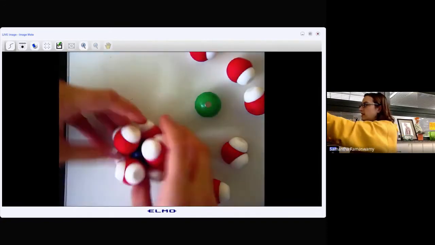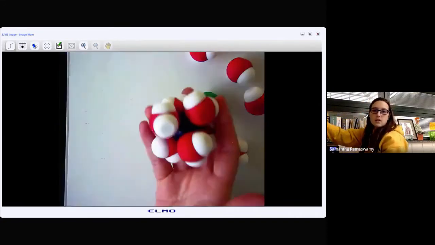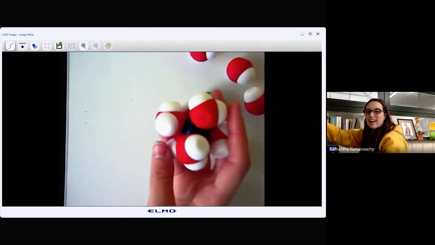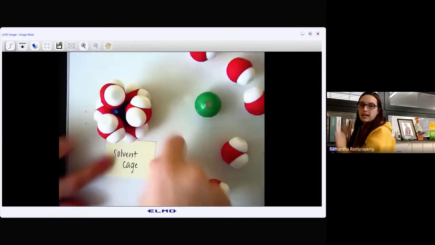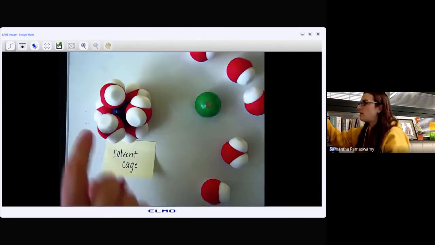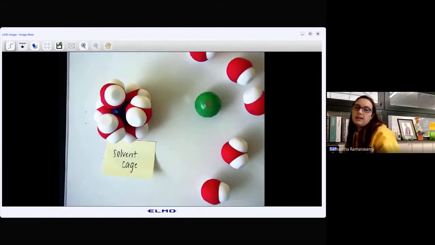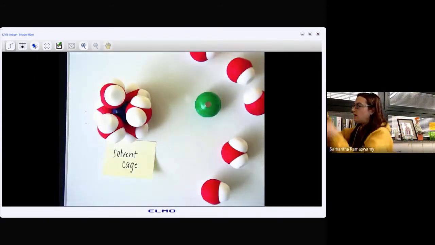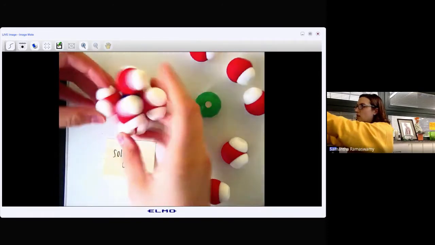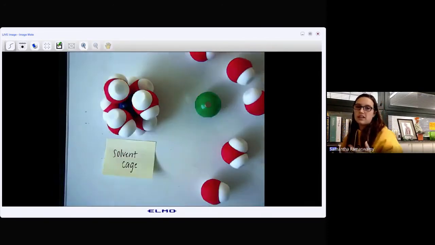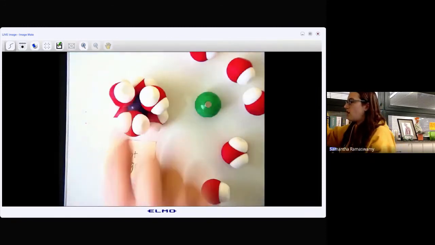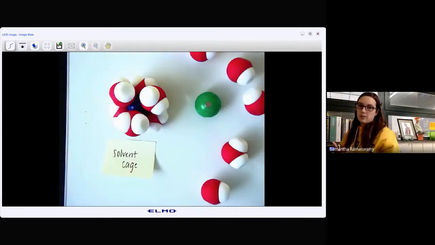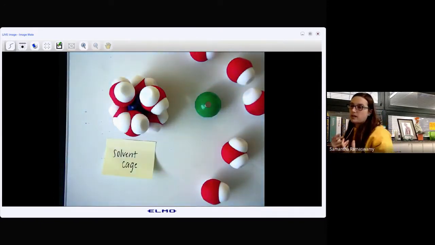So what I have here is my Na plus surrounded by what's called the solvent cage. I'm going to add a little label here. All of these water molecules surrounding an ion are called the solvent cage. I can only have 6 water molecules around it. The solvent cage consists of 6 water molecules. In terms of orientation, oxygen is oriented near Na plus because you have a positive with Na plus and a partial negative with oxygen.